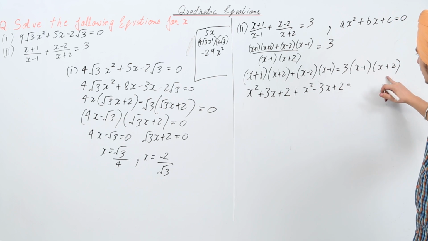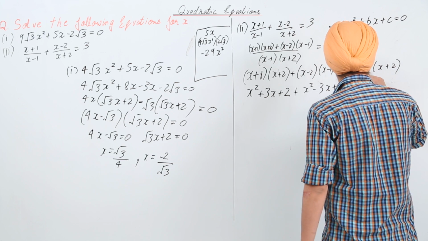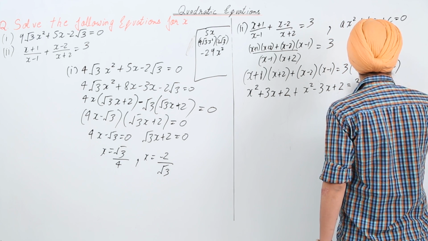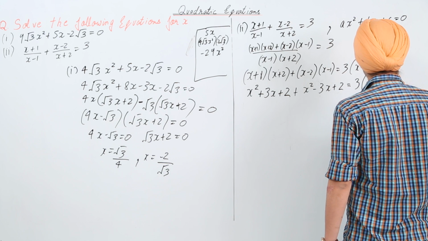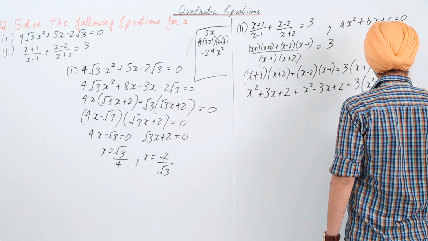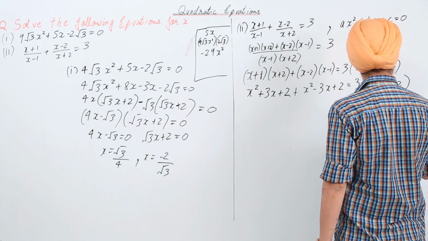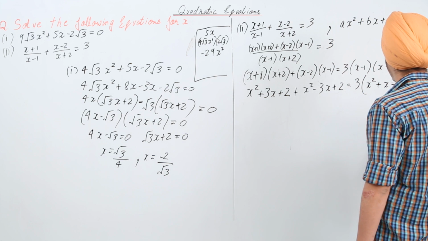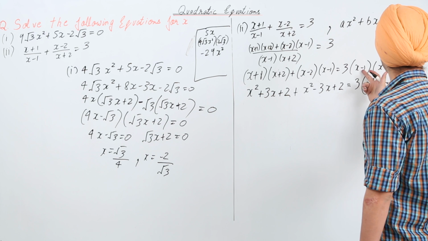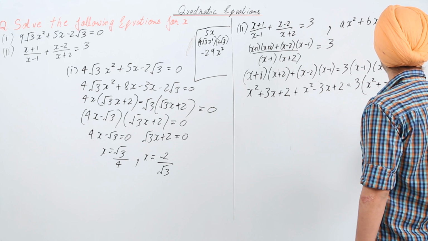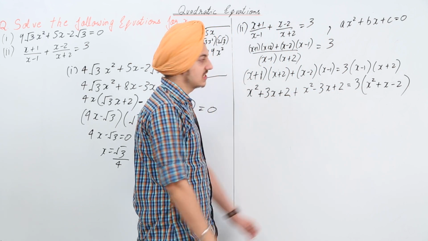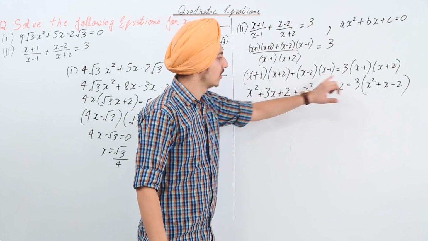Plus this term will come out to be equal to, we write 3 into x² plus x minus 2. Okay, this is again very simple. We multiply x². Okay, so now these are the equations. This is the simplified form. We've just opened all the brackets.